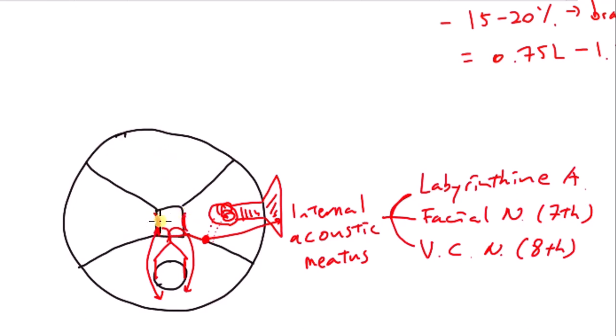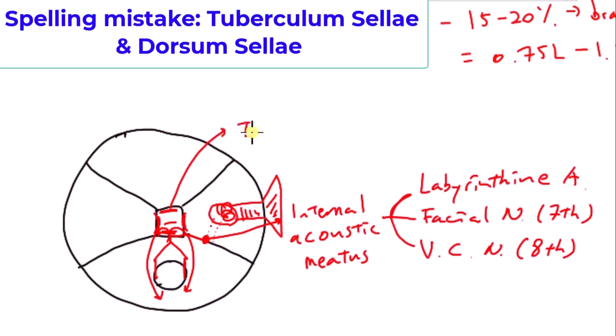The middle part over here is the deepest of the trough, and this part is the wall, and this part is the wall, and this wall part is called tuberculum sellae, and the back part is called dorsum sellae.